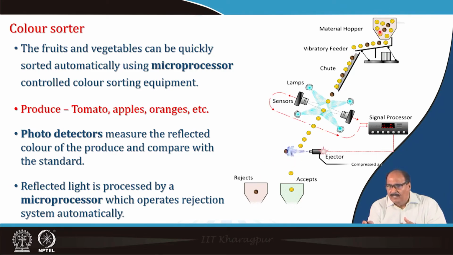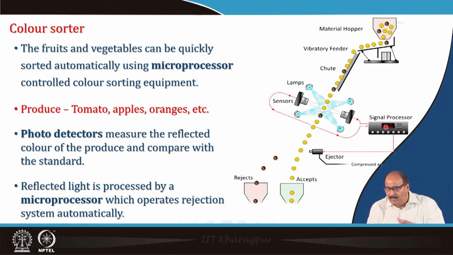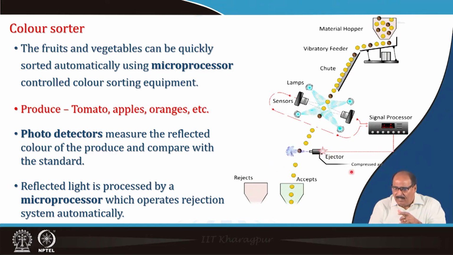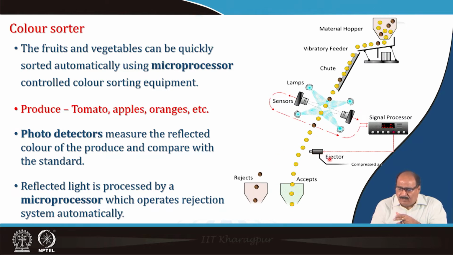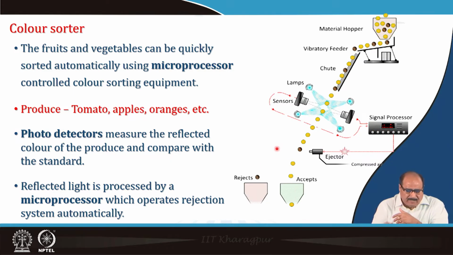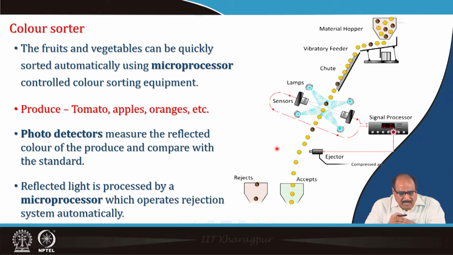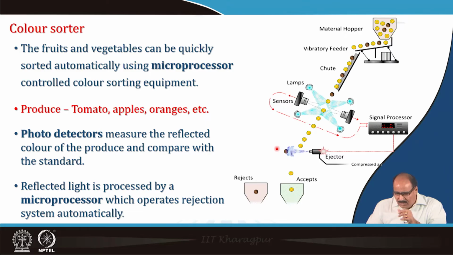Then material is being fed here, and you can see the rejected side, that is immature color, different color materials. While they are coming down, there are lamps and sensors which sense the colors of the different commodities. The signal is sent to the data processor unit, which finally analyzes it and sends its output to the ejector. So, the undesirable or different colored material is rejected. Reflected light is processed by a microprocessor which operates a rejection system automatically. So, this is the color sorter.